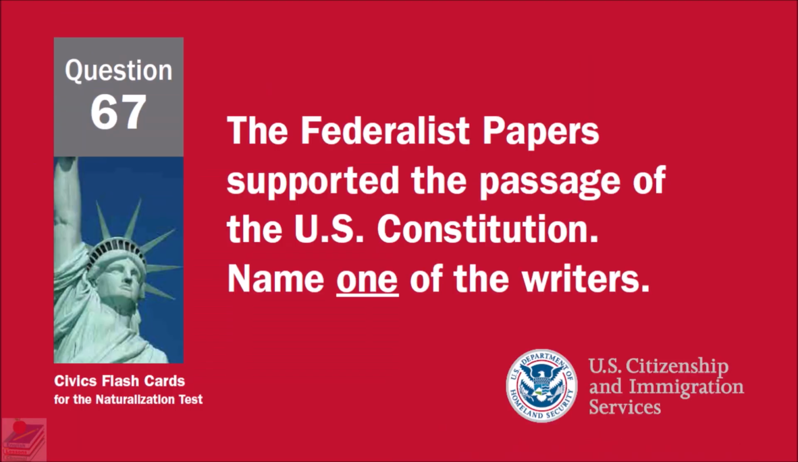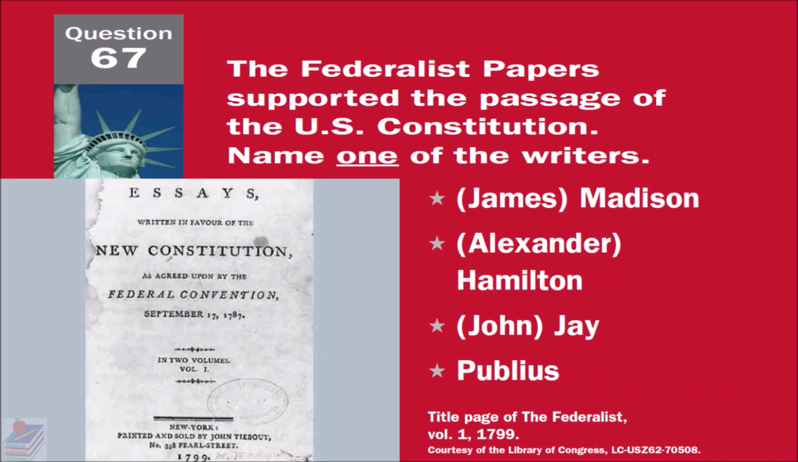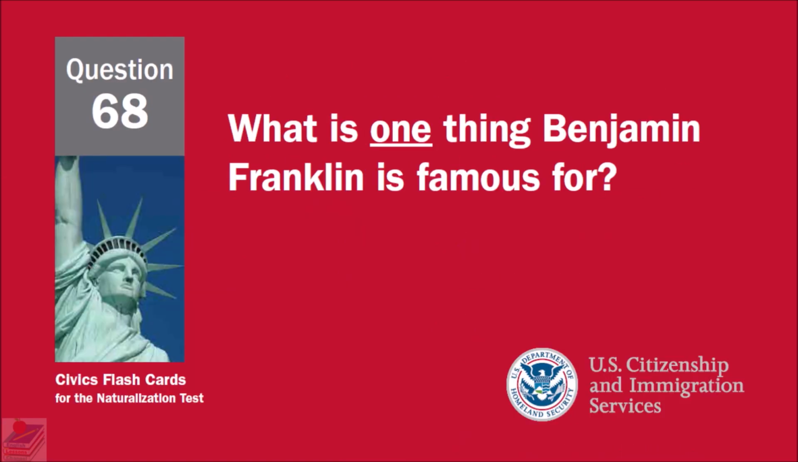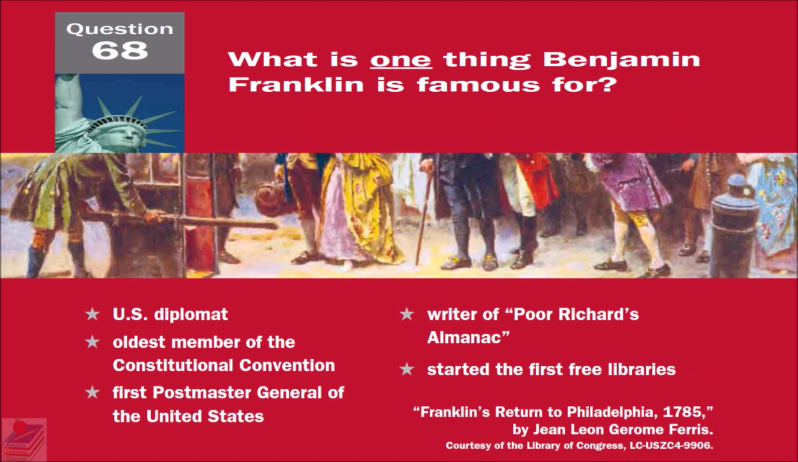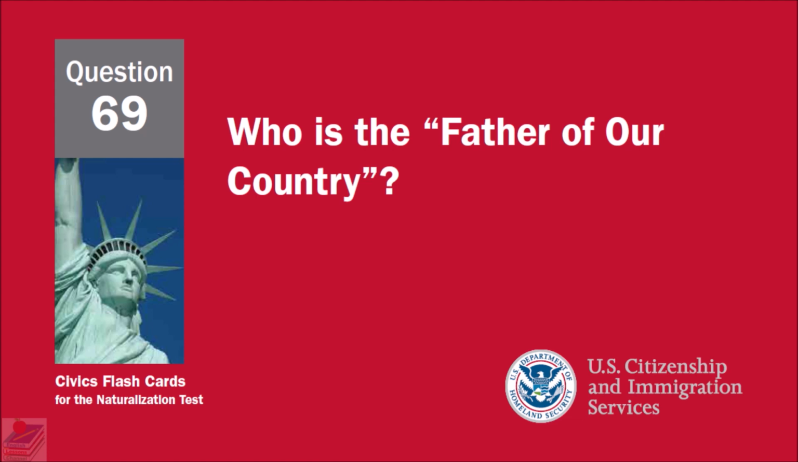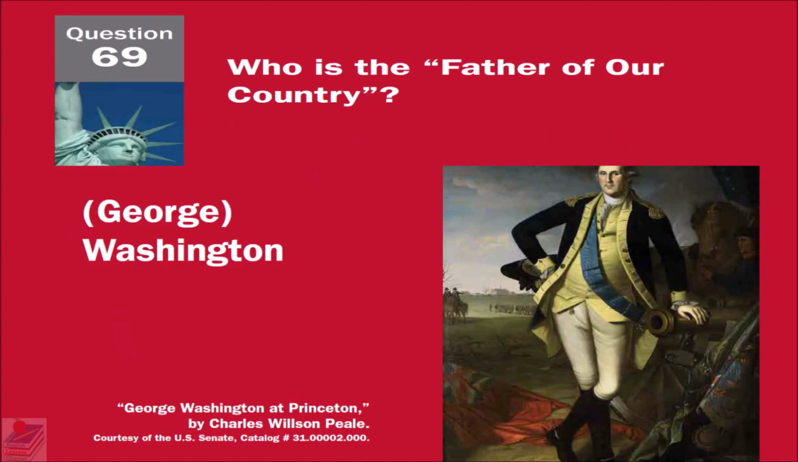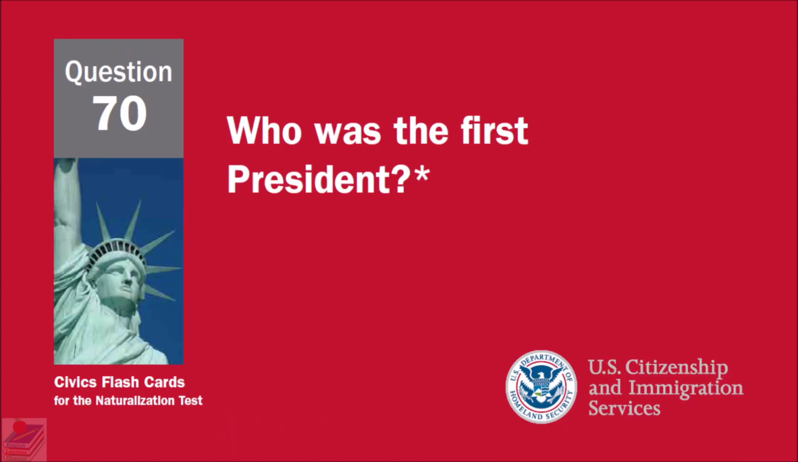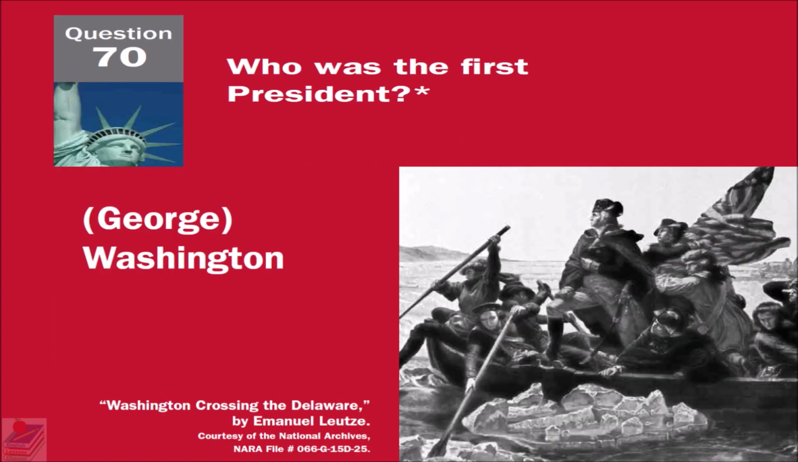The Federalist Papers supported the passage of the U.S. Constitution. Name one of the writers. James Madison. What is one thing Benjamin Franklin is famous for? U.S. diplomat. Who is the father of our country? George Washington. Who was the first president? George Washington.